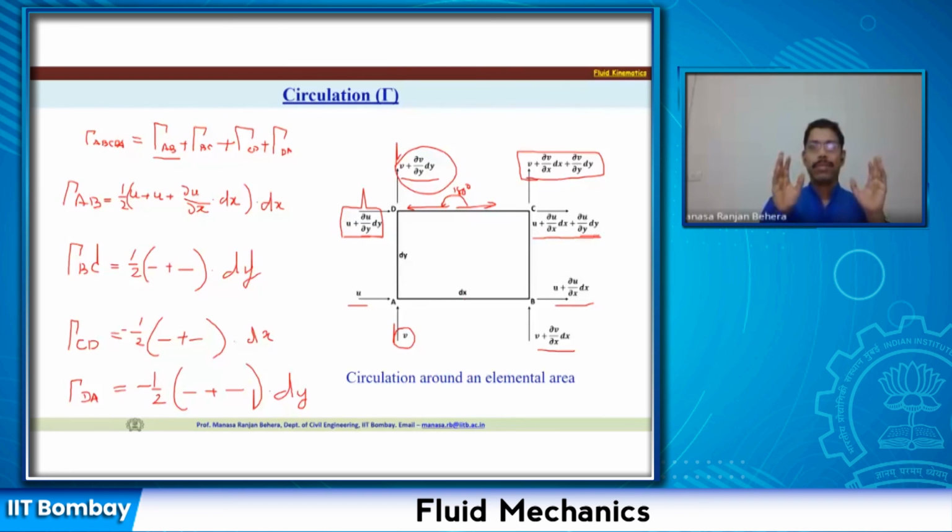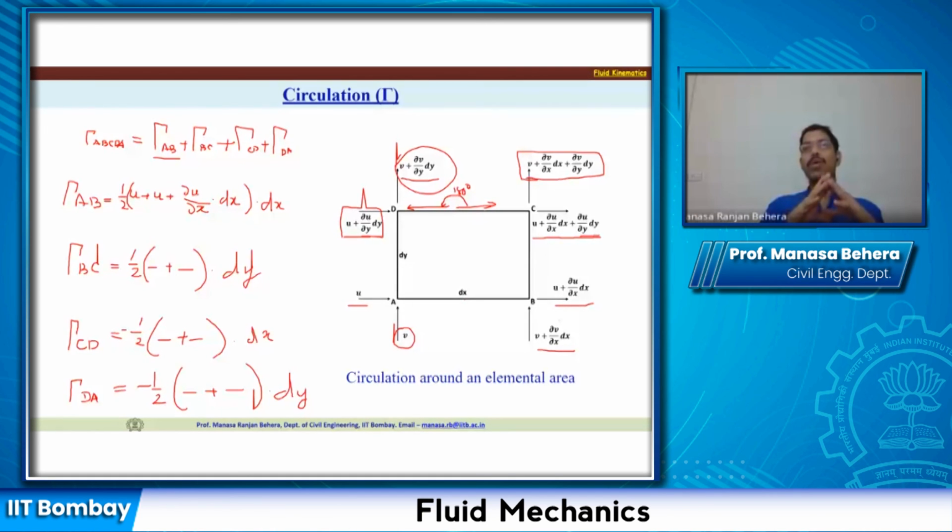So we have understood the basic fundamental concept of circulation, which is nothing but the line integral of the velocity around a closed curve, and we consider the anticlockwise direction as positive. You may consider the clockwise direction as positive, no problem, but you have to be consistent. But in standard practice, the anticlockwise direction is always considered positive. So if you consider that and calculate, you should be able to find the circulation around the closed curve ABCDA. I suggest you complete this calculation yourself.